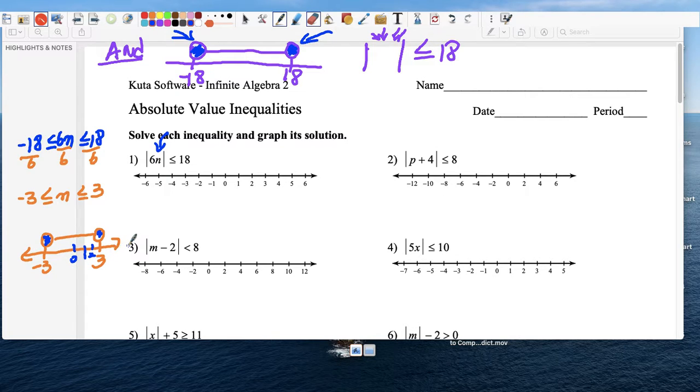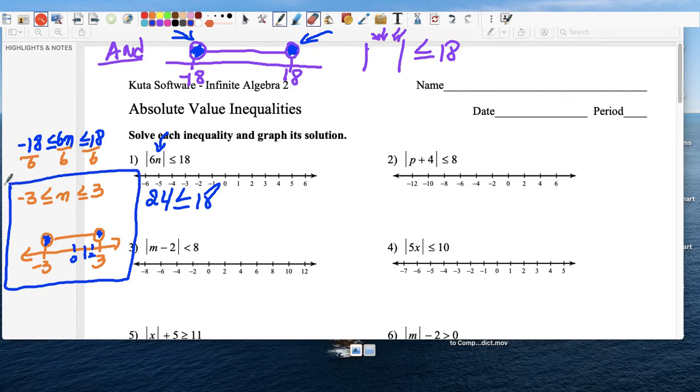Now, just because you don't believe me, pick 4. All right, so let's pick 4, which is a number outside this parameter, right? 6 times 4 is 24. Absolute value of 24 is 24. And 24 is not less or equal to 18. And guess what? I wasn't even supposed to do this problem. But hopefully you listened to a little bit of it. So that would be the answer to this question. So n has to be a value between negative 3 and positive 3.